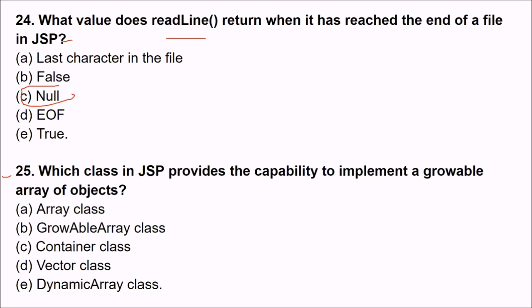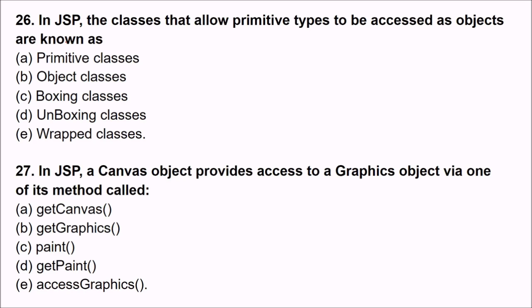25th. Which class in JSP provides the capability to implement growable arrays of objects? Growable array of objects, like vectors in programming languages. The answer is the Vector class. Same as in programming languages.